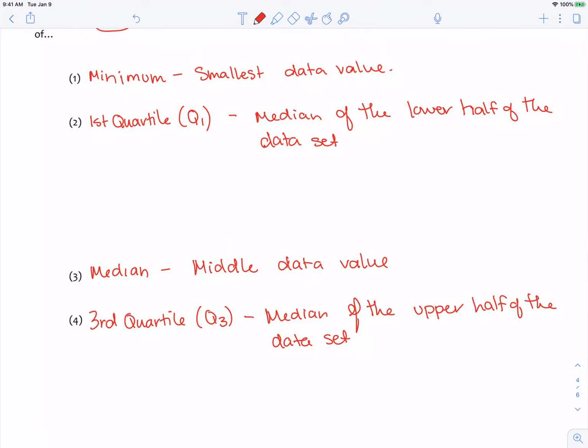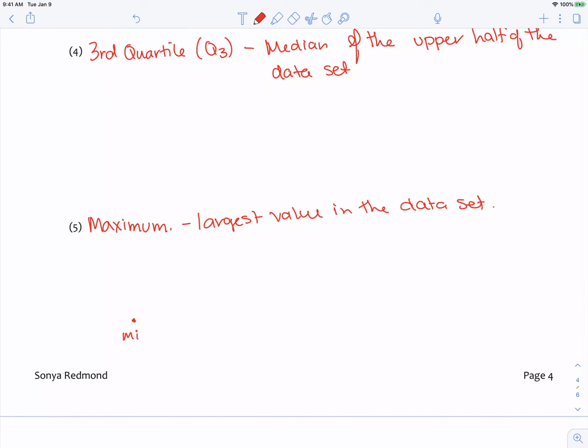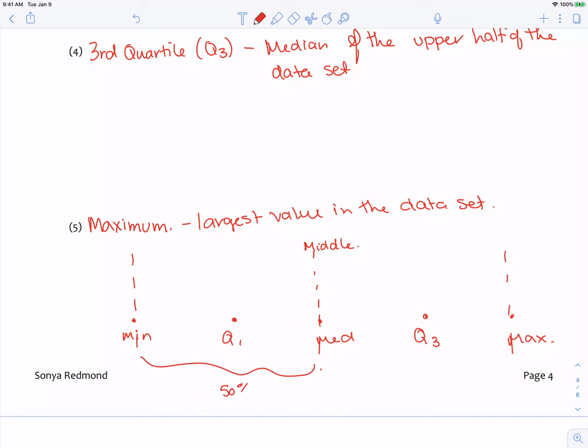Now, coming back through this, we imagine that we have this minimum value. Here's our minimum. And then we have the next value, Q1, and then our median, then Q3, our third quartile, and then the maximum. So this was the middle data value. Half of our data lies between the minimum and the median, so 50% lies below, and between the median and the maximum, we have 50% lying between those.